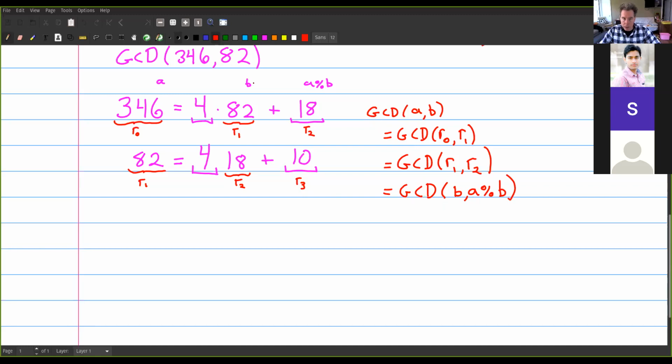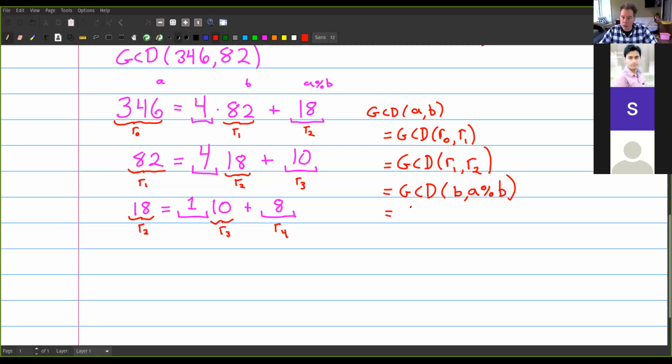So now we've got R3, and we can bump things over one more time. Now I'll write 18 equals blank times 10 plus a new remainder. Now everybody should be able to guess these numbers. How many times does 10 go into 18? Yeah, exactly. One time, with a remainder of? 8. Yeah, 8, that's right. And so this is still R2, and this is still R3, and now this is going to be R4.